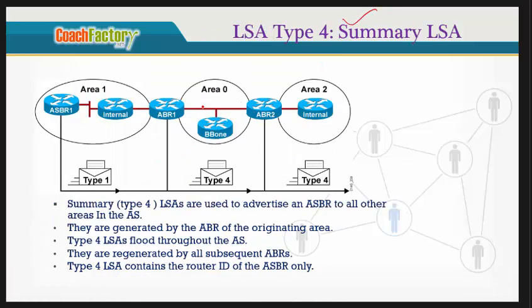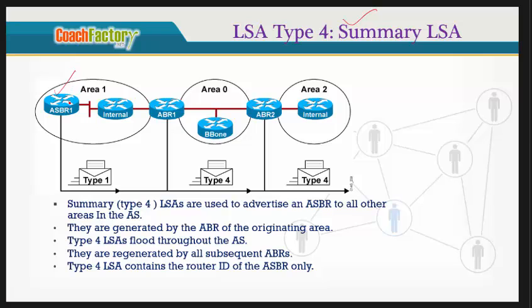LSA type 4 is also a summary LSA. We have a special router in OSPF called the ASBR. This ASBR is used to connect with an external AS, and it will carry external route information into the OSPF domain. So LSA type 4 will advertise the ASBR to all other area routers. LSA type 4 contains the ASBR router ID, and which area this ASBR belongs to.